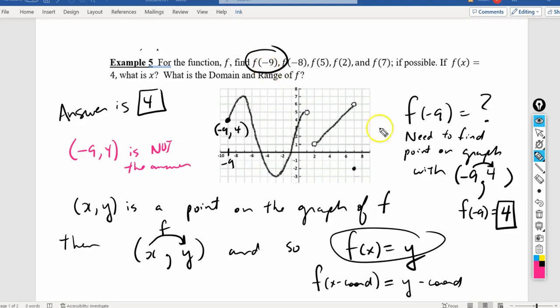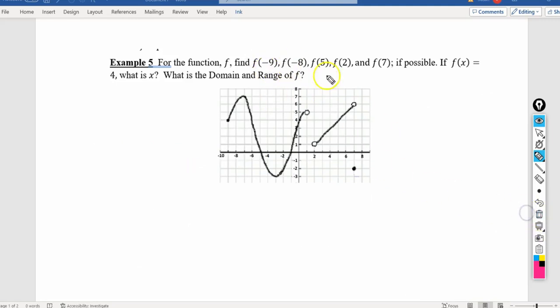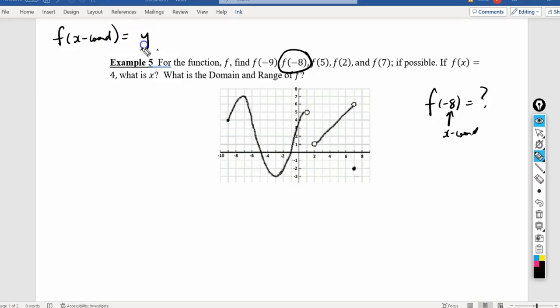So f evaluated at -9 is equal to 4. All right, let's see if we can do the next one. What's that going to be? Well, this number is the x-coordinate. Remember, f evaluated at the x-coordinate is equal to the y-coordinate. So you want to find a point on the graph of f whose x-coordinate is -8. There it is. What are the coordinates of that point? -8, 6.